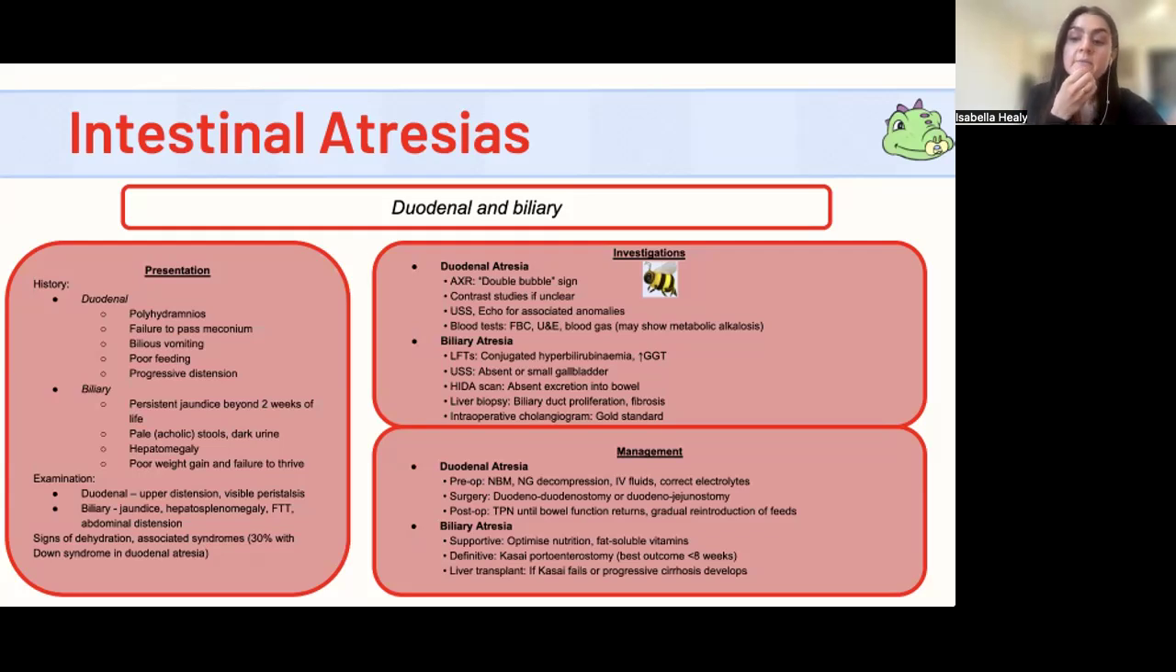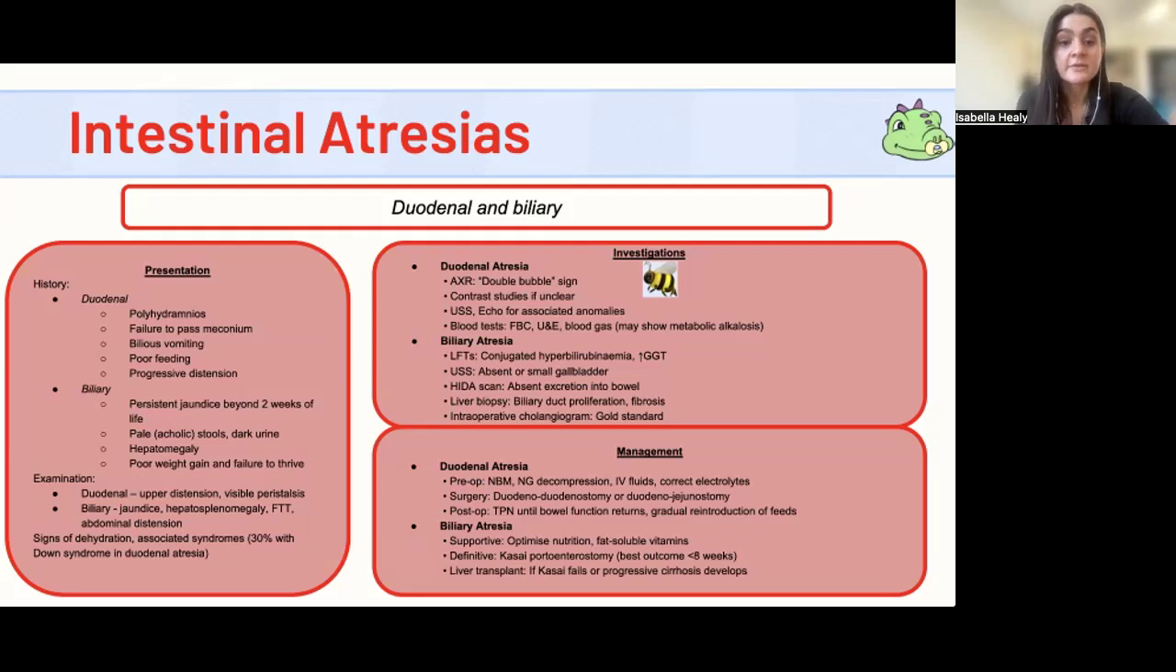For biliary atresia, again, you can see that there's a big focus on nutrition because they're not doing much in the way of absorbing. And so you really want to try and keep them, as I said, up to speed with that. But the definitive treatment is a Kasai porto enterostomy. And the best outcomes for this in the literature say that it should be done within the first 8 weeks.